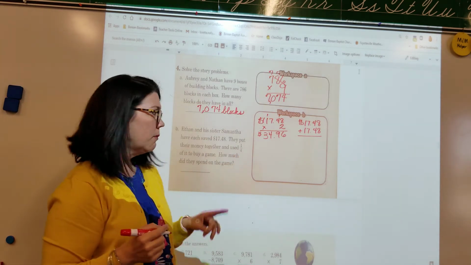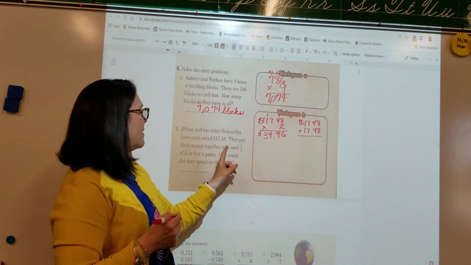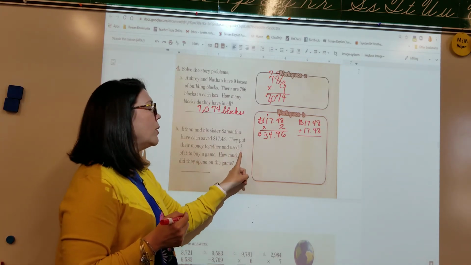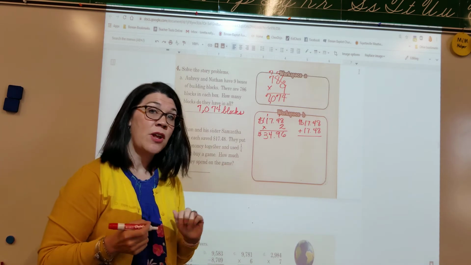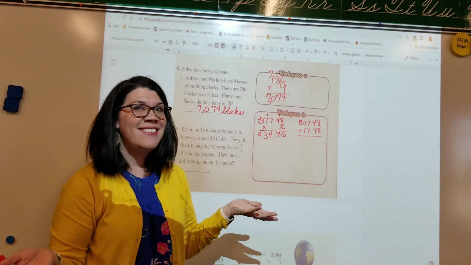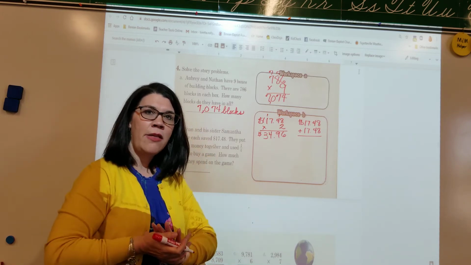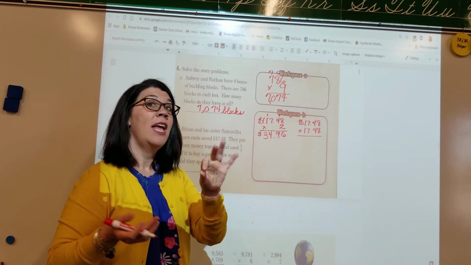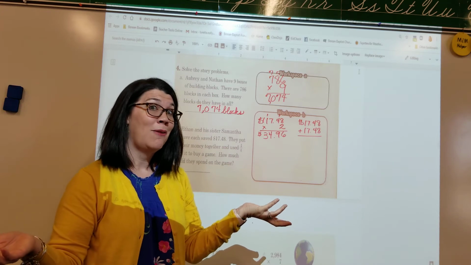$34.96. Now, we're not finished though, because it says that they put their money together and they only used 1/4 of it to purchase their game. They didn't use all their money. That was smart. First of all, it's hard to save. And second of all, that was smart. Put their money together and then just use some of it to purchase their game so they can save some of it for later, right?